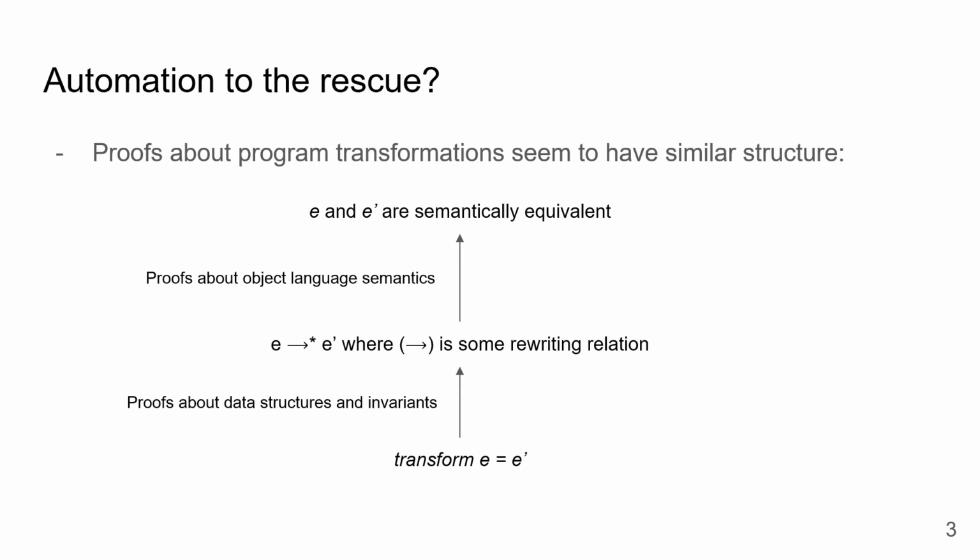This way of structuring the proof cleanly separates the task of proving a program transformation correct into one part that can just think about the semantics of the object language, and one part that can just think about the various data structures and invariants that need to be maintained by the implementation.